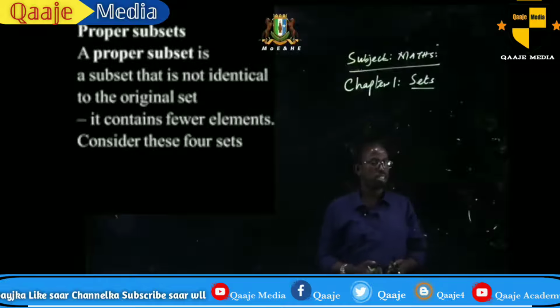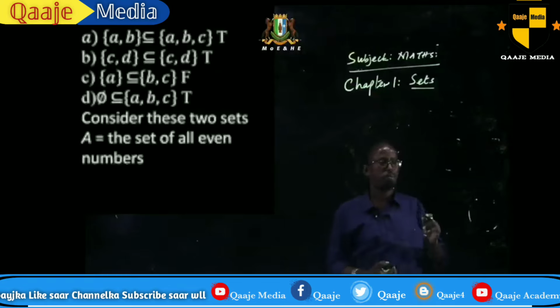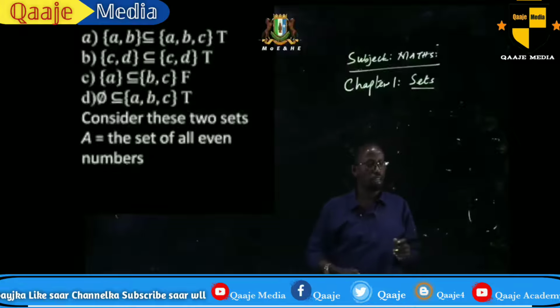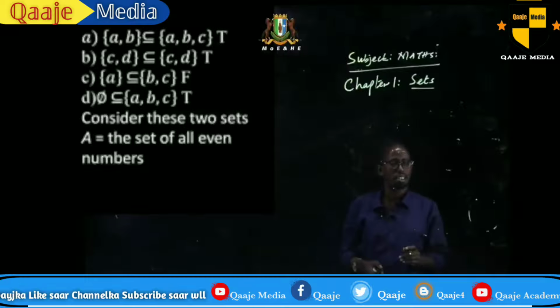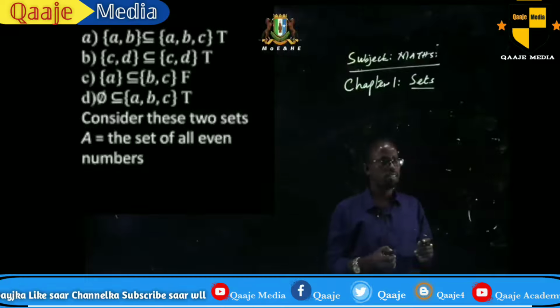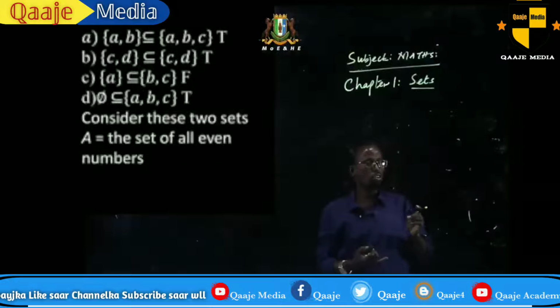A proper subset is a subset that is not identical to the original set. A proper subset contains fewer elements. Example, true or false questions. The first one: {A} is a subset of {A, B} is a subset of {A, B, C}. We said that a subset contains fewer elements or is equivalent to.